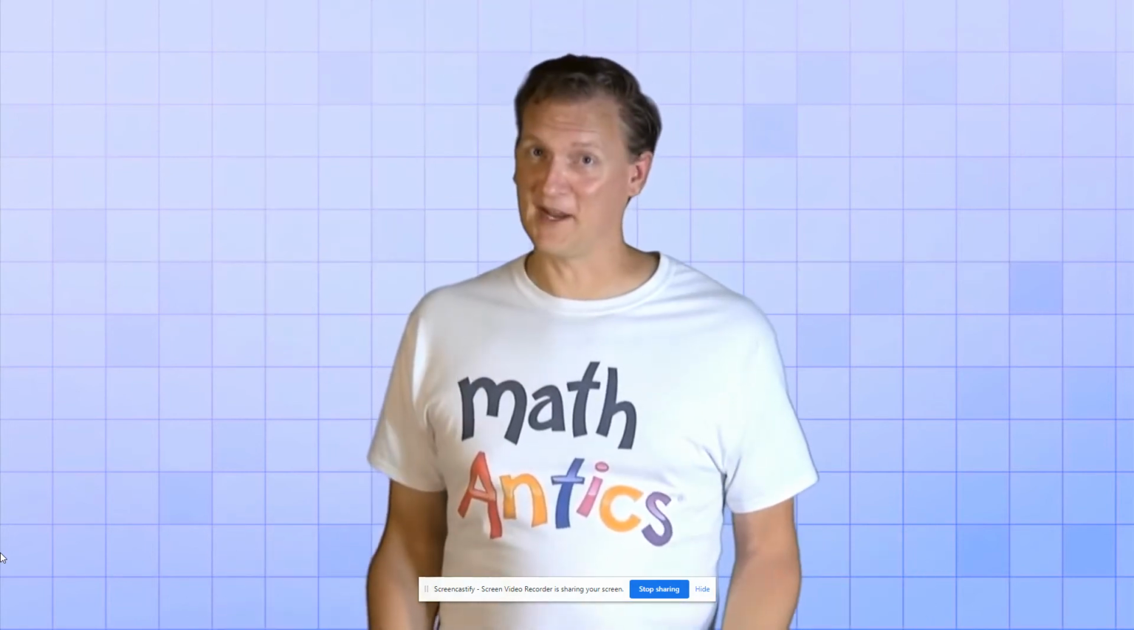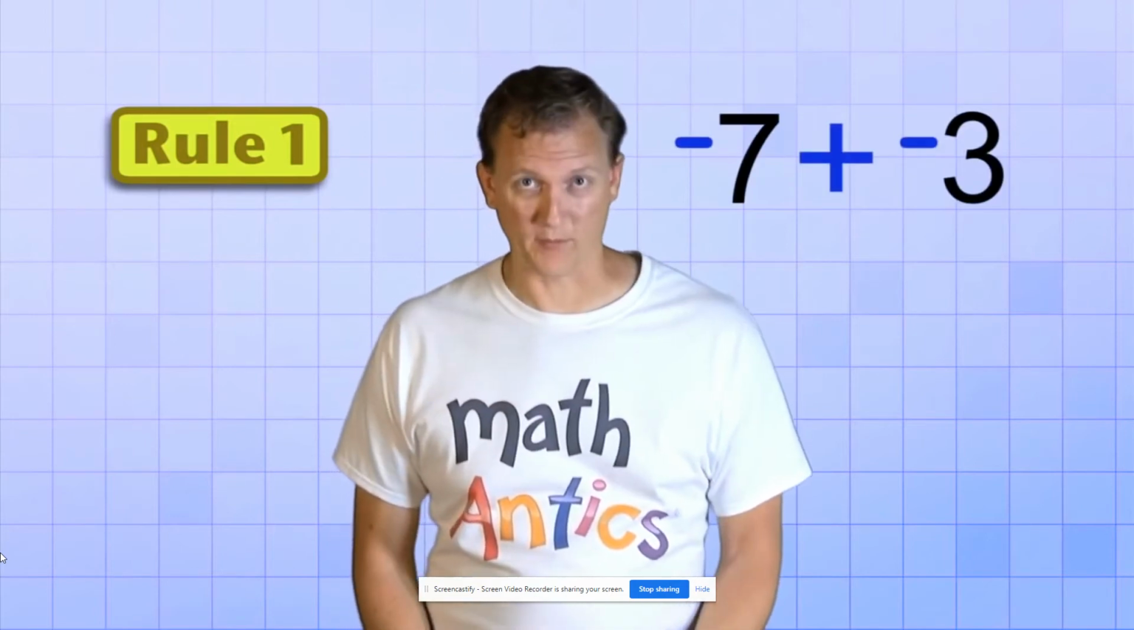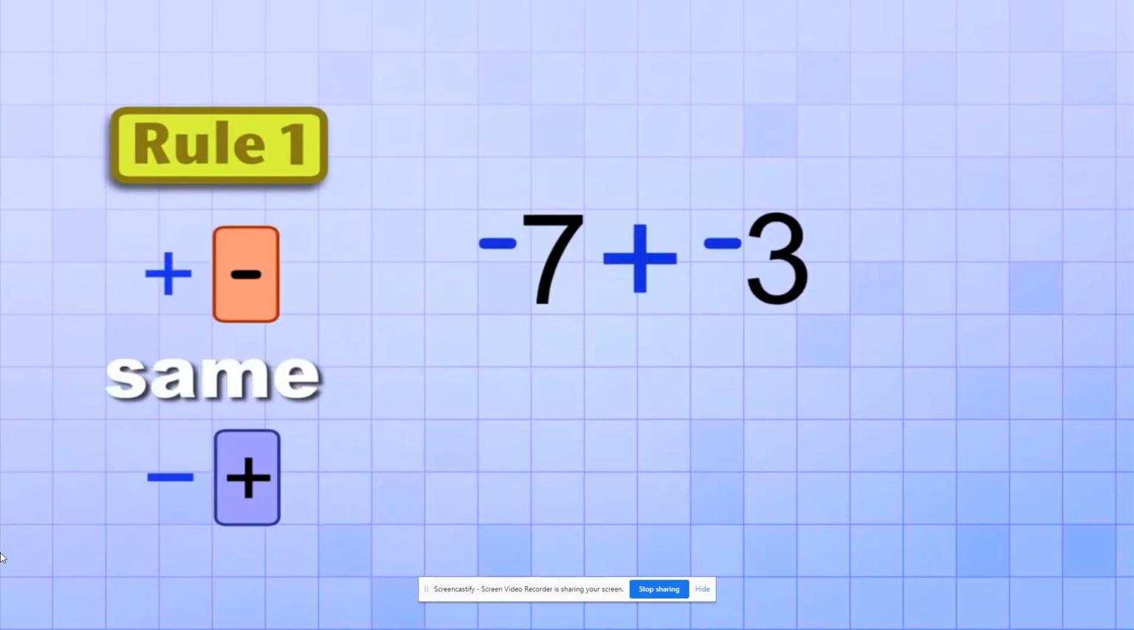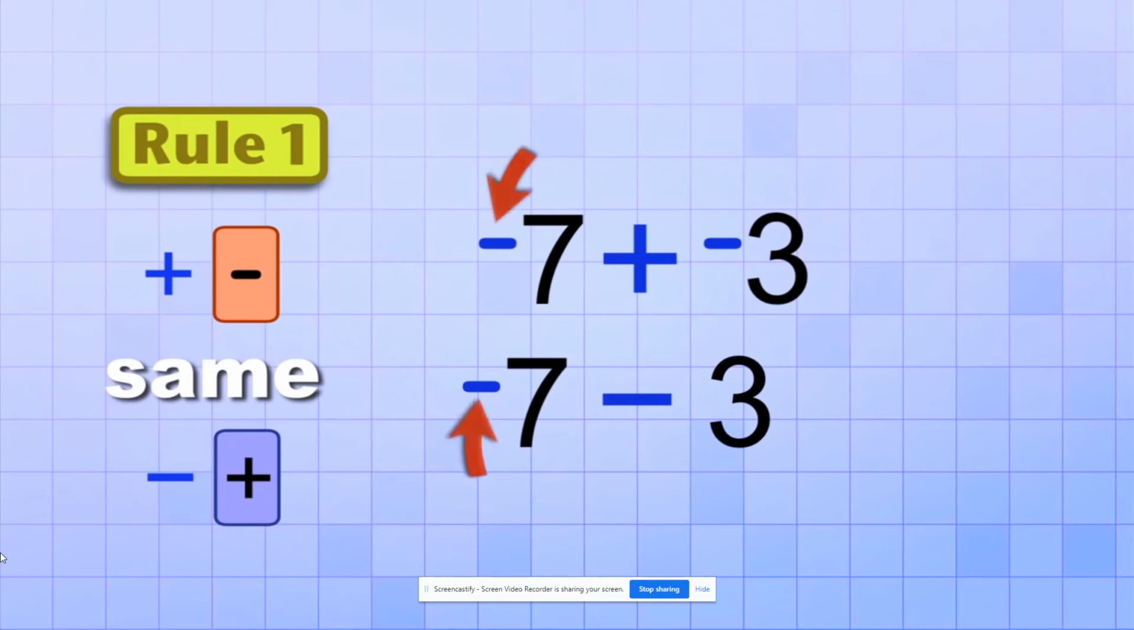And as you might have guessed by now, thanks to our rules, there's another way we could write this type of problem. Because of rule number 1, we know that adding a negative 3 is the same as subtracting 3. So this problem could also be written like this, negative 7 minus 3. But either way it's written, in this case, you're starting with a negative number and making it even more negative.